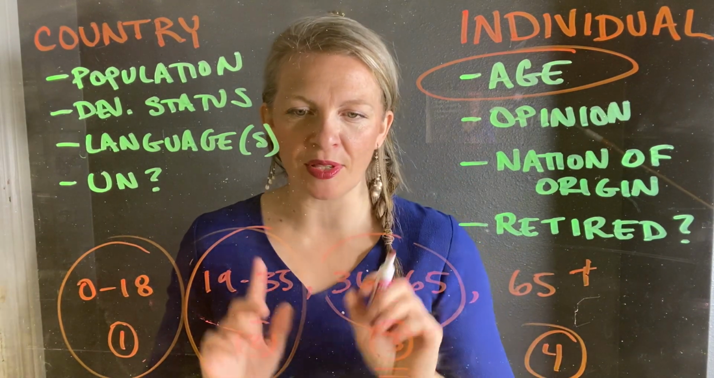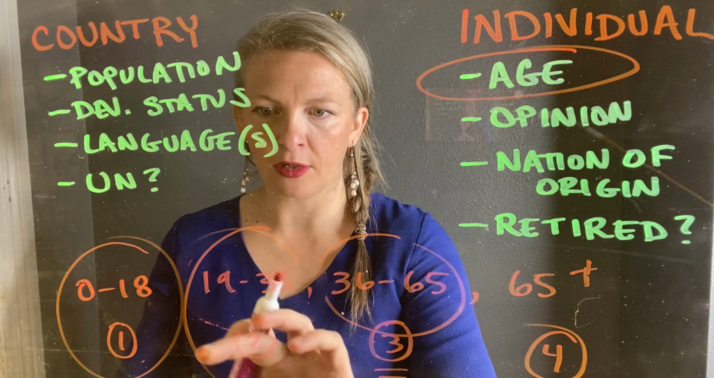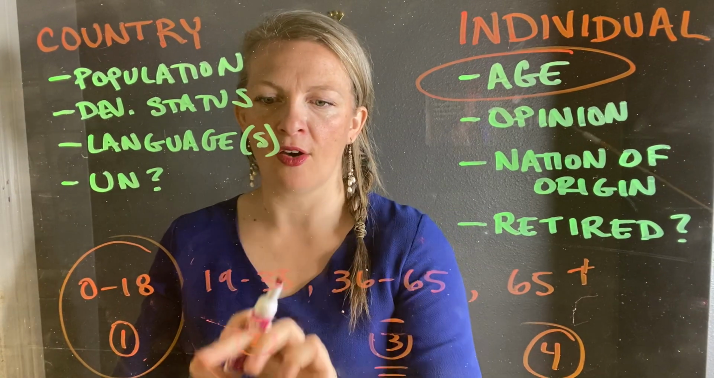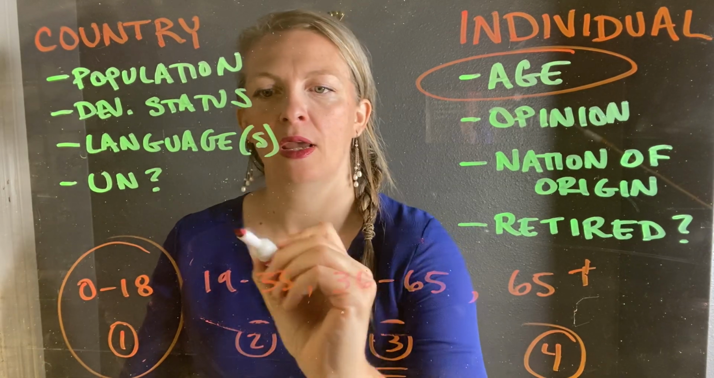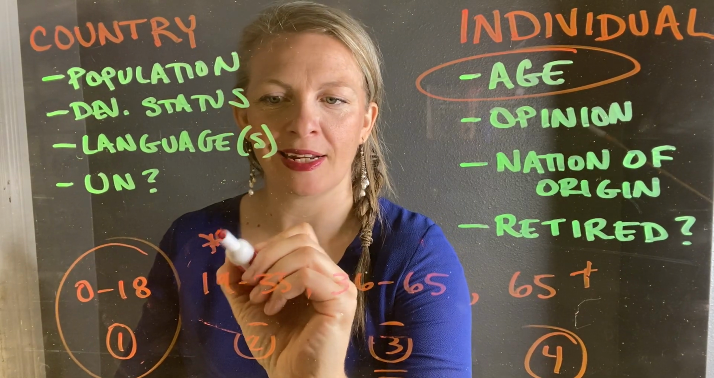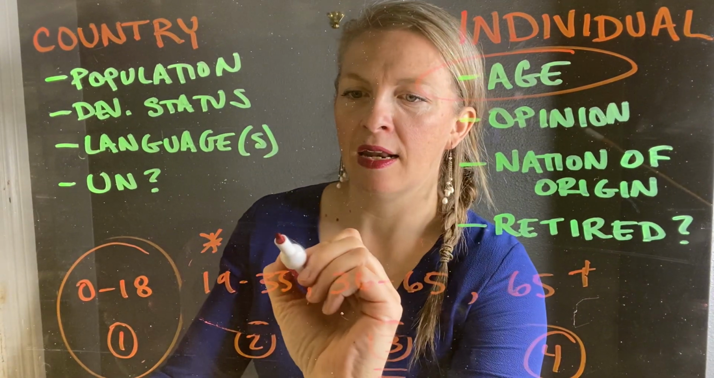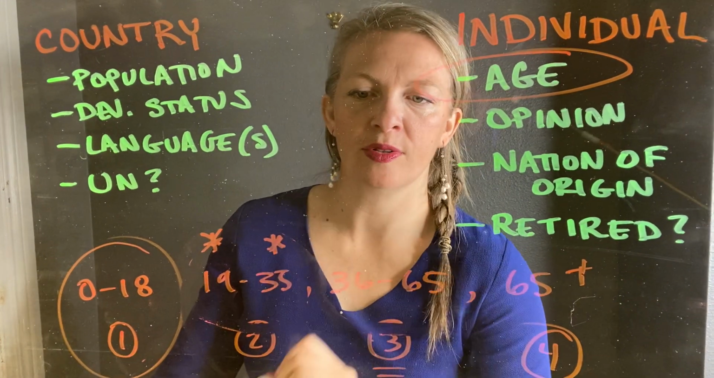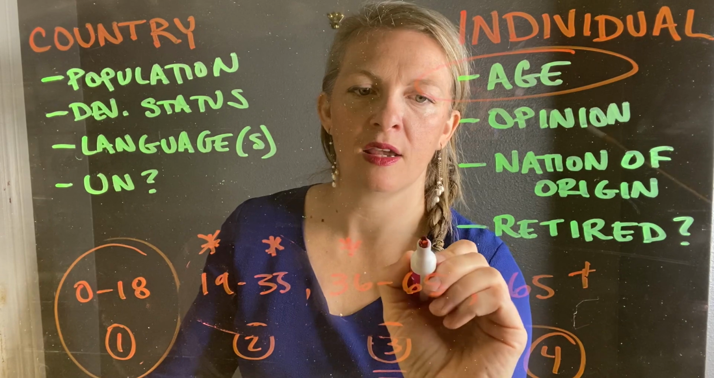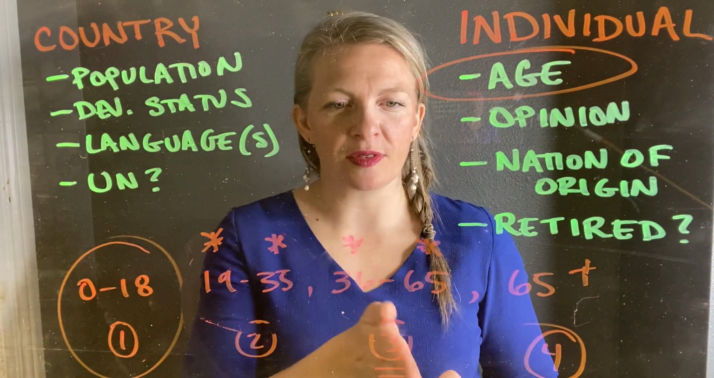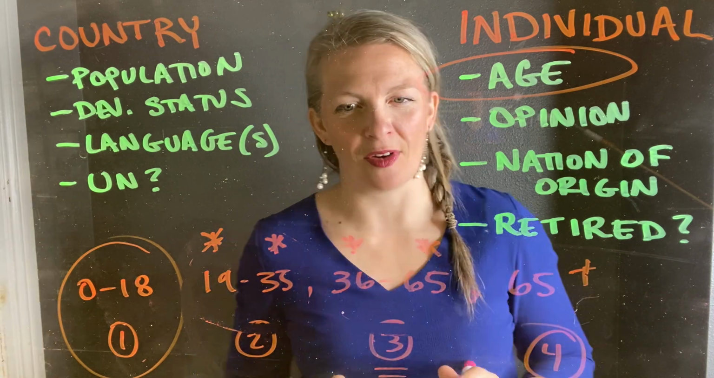And the other way I can demonstrate this is by looking at these middle two groups. So imagine that I have 4 people, and I'm just going to indicate my people with stars. One of my people is 19 years old, and another one is 35 years old, another one is 36, and another one is 65. So I have a 19-year-old, 35-year-old, 36-year-old, and a 65-year-old.